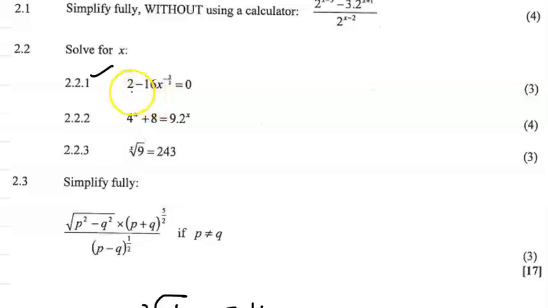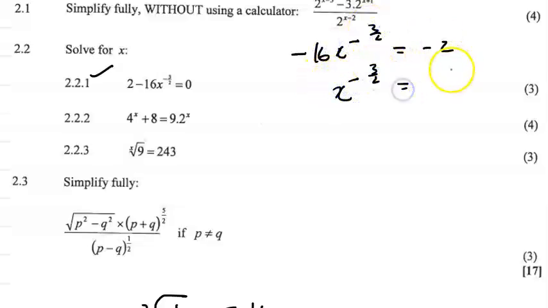2.1, which is 2 minus 16x to the minus 3 over 2 equals 0. So let's solve this one over here. We'll say minus 16x to the minus 3 over 2 equals minus 2. We divide both sides by negative 16. Minus over minus is plus, 2 over 16 is 1 over 8, which leaves me with x to the minus 3 over 2 equals 1 over 8.